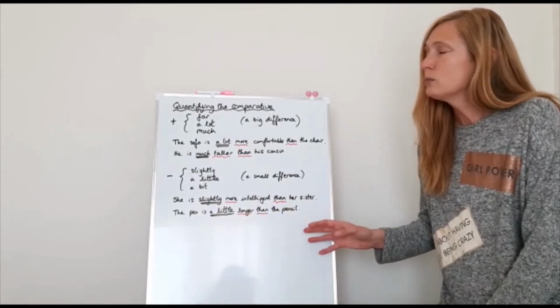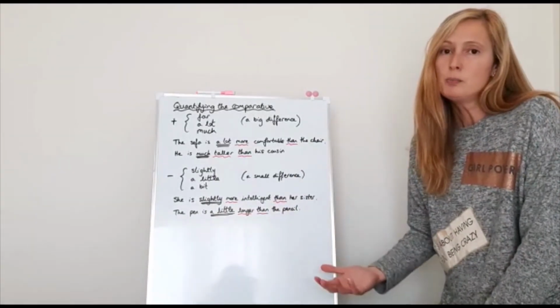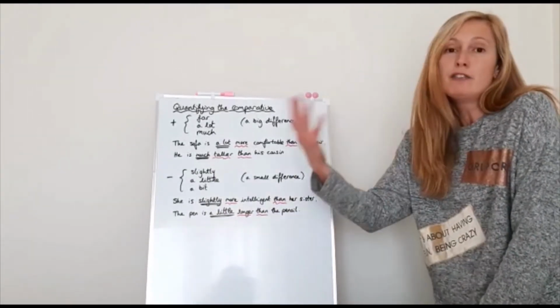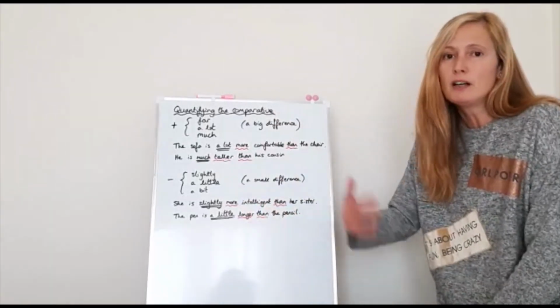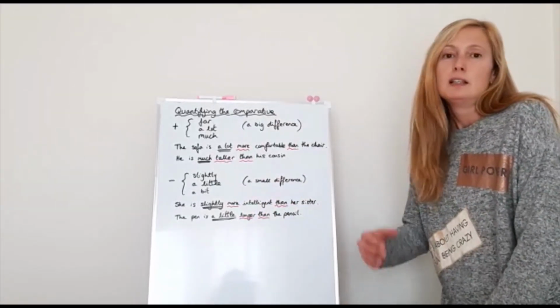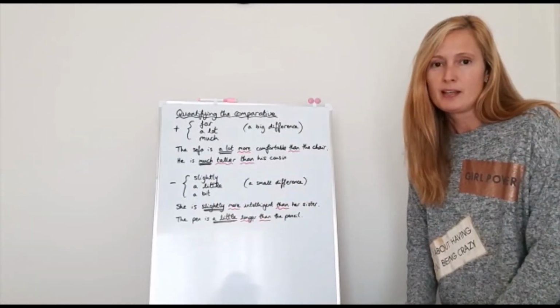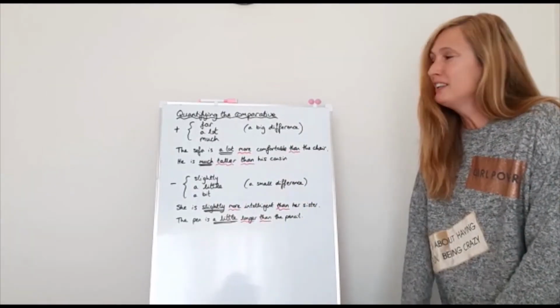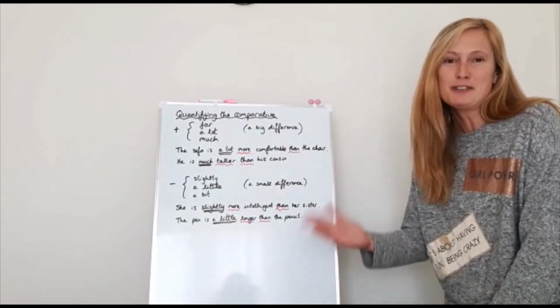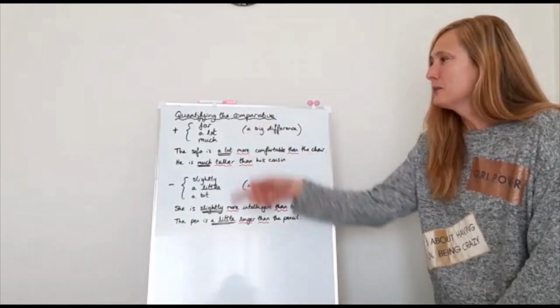In the same way, we could also quantify in the superlative using by far. For example, he is by far the best, or he is notably the most intelligent. Okay, so I hope this helps, and you'll be able to use the comparative and the superlative, and also with the quantifiers.